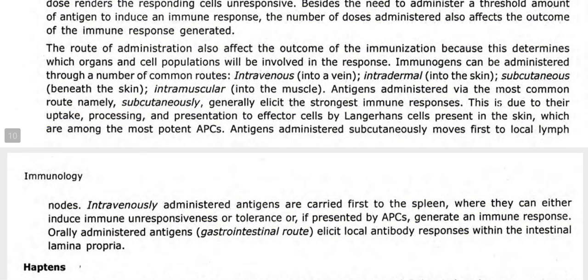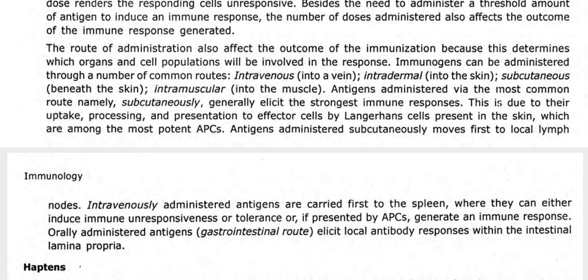The route of administration also affects the outcome of the immunization because this determines which organs and cell populations will be involved in the response. Immunogens can be administered through a number of common routes: intravenous, into a vein; intradermal, into the skin; subcutaneous, beneath the skin; and intramuscular, into the muscle.